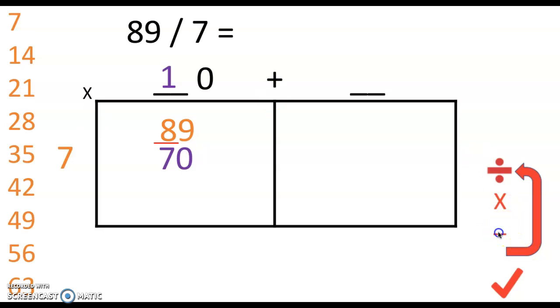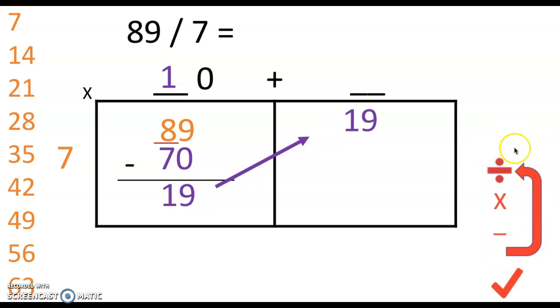Then let's subtract. 89 minus 70 is 19. We're going to bring that on up so that we can repeat back to division. Now we're in the ones place, but we have a remainder left over from the tens place. So let's divide. What's the closest we can get to 14 without going over? Or to 19. It's 14.